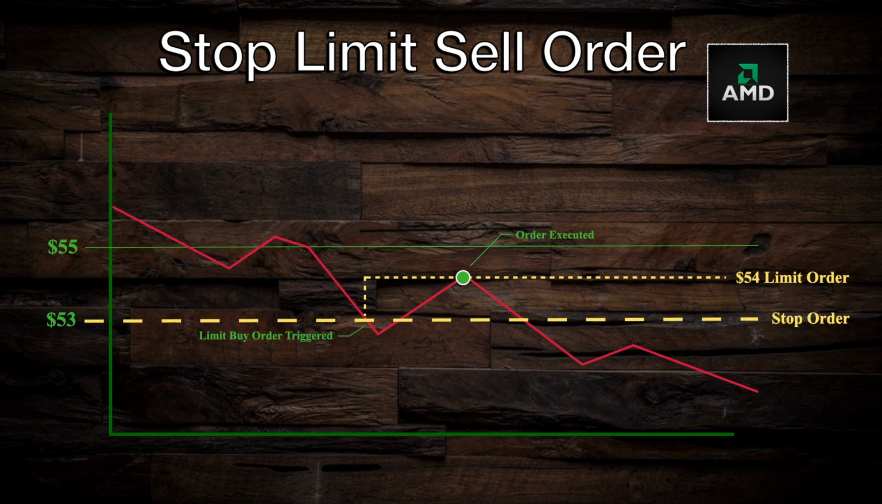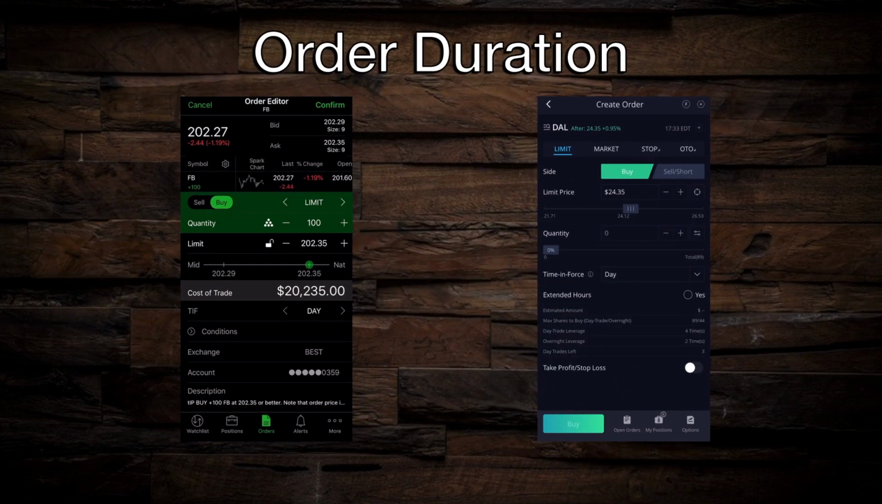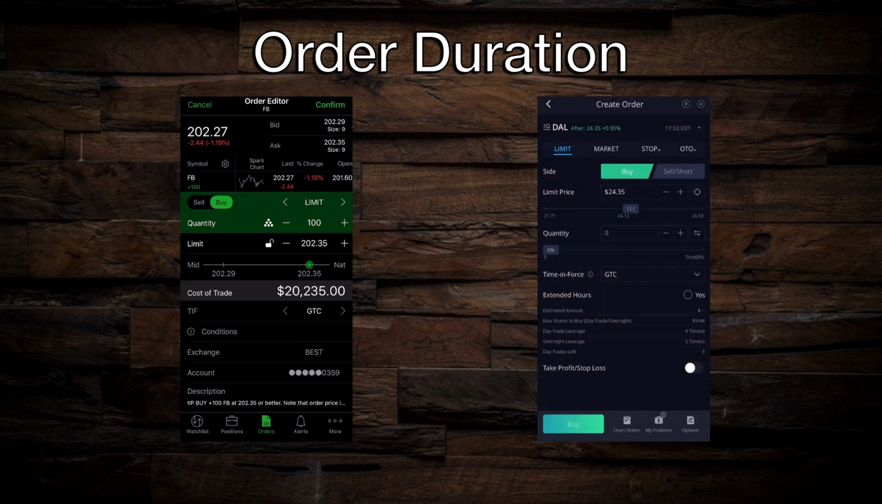By default, all order types are canceled at the end of the trading day if they remain unfilled, but you can also instruct your broker to keep the order open indefinitely until you cancel it manually. This option is usually abbreviated as GTC, or good till canceled.